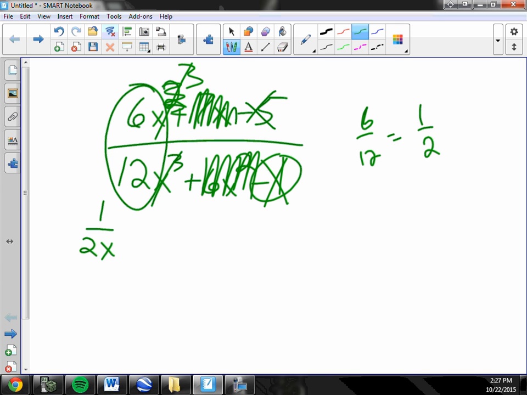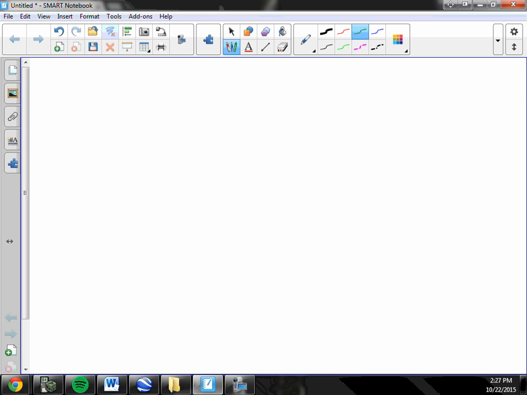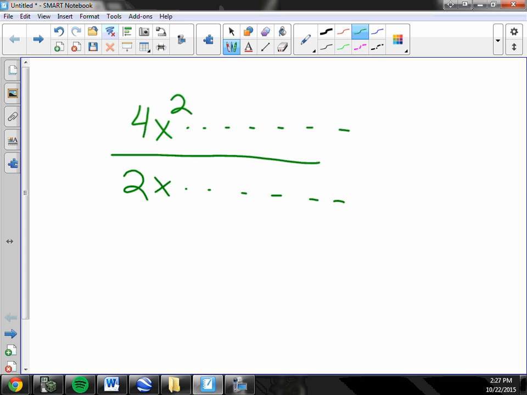Well, what if the top is bigger than the bottom? So let's say we had 4x squared, and then none of this stuff matters when we're talking horizontal asymptotes. Divided by 2x, and then some other stuff. Well, when that simplifies down, what am I left with? 2x. What does the graph of 2x look like? It's a straight line, and that is the asymptote. It's a slanted asymptote.